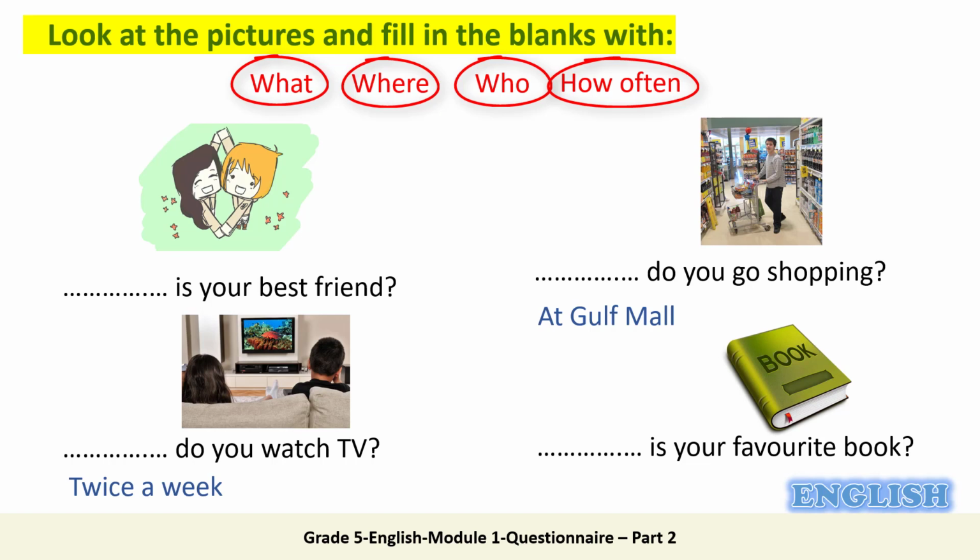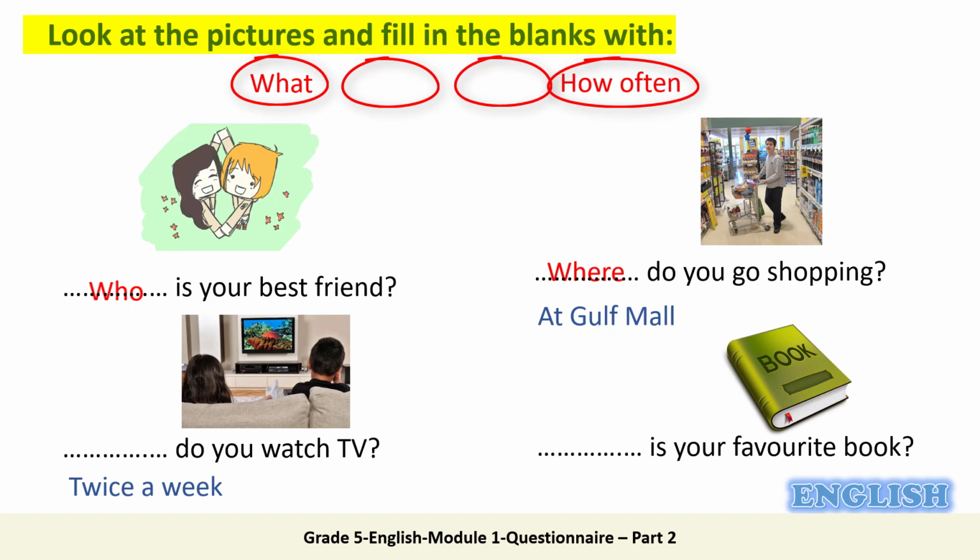Okay, check your answers with me. Blank is your best friend. Here he asks about best friend, which is a person. So we use correct, who. Blank, do you go shopping? And then he answered at Gulf Mall, which is a place. So we use excellent, where.